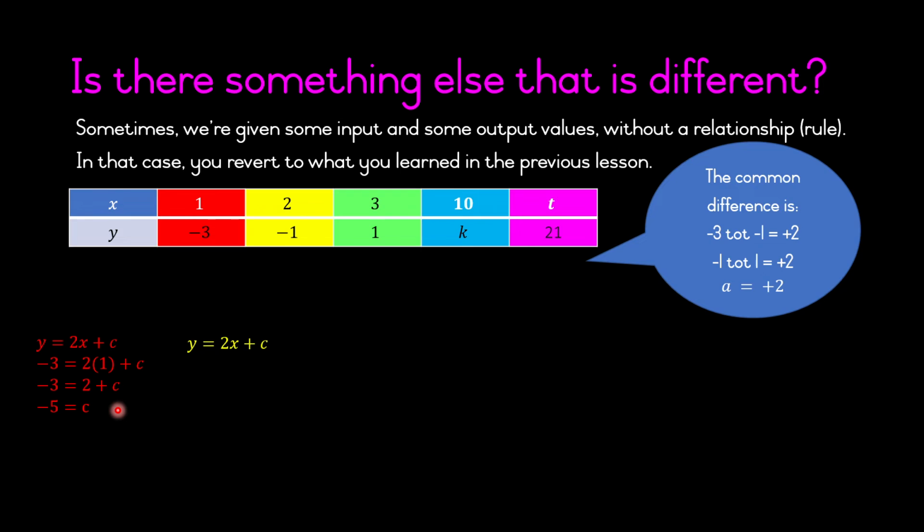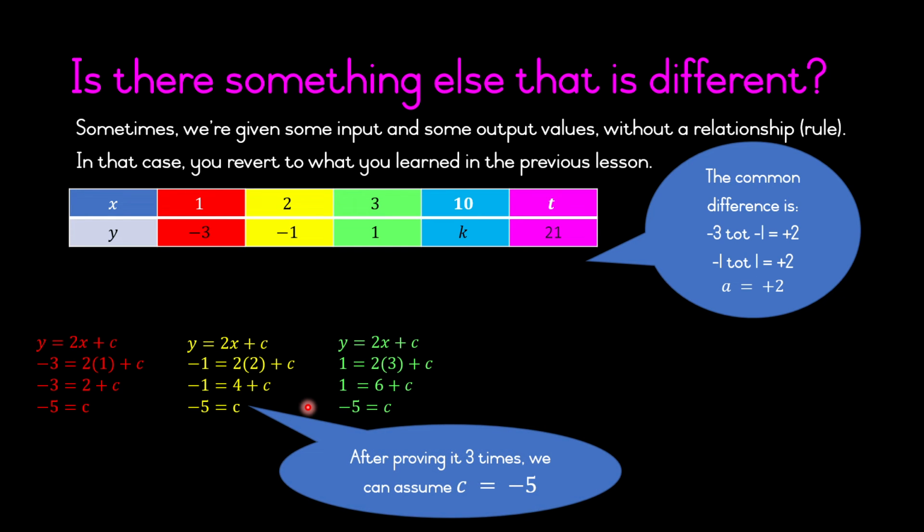So let's see what happens with 2. There is our basic equation with the information we have. Substitute our values, simplify, and again we see that c is negative 5. We can continue this for 3 as well, and again we get c equals negative 5. After we've done 2 or 3 of these, we can now say that we've proven that c is negative 5.